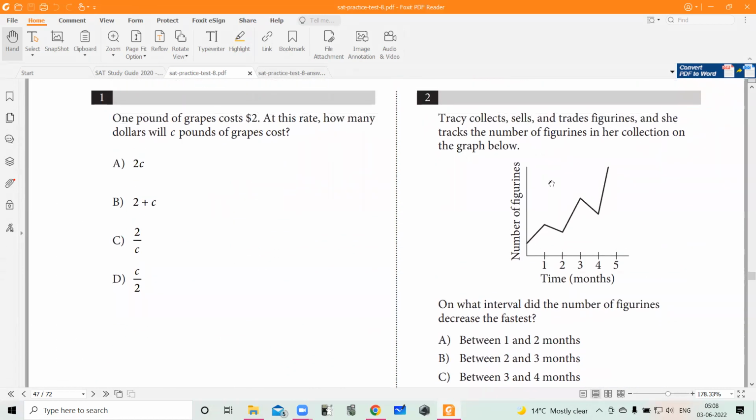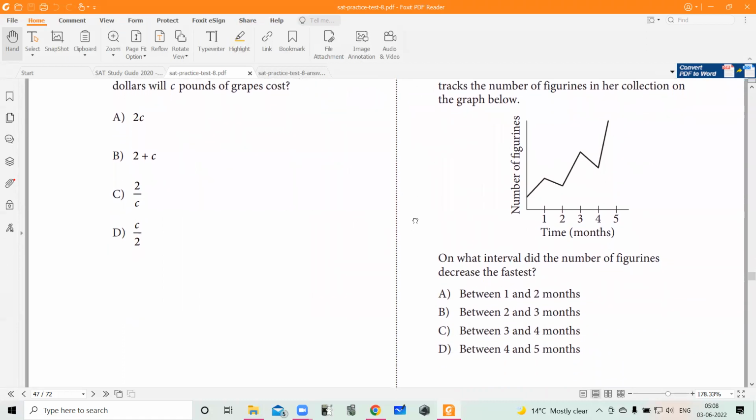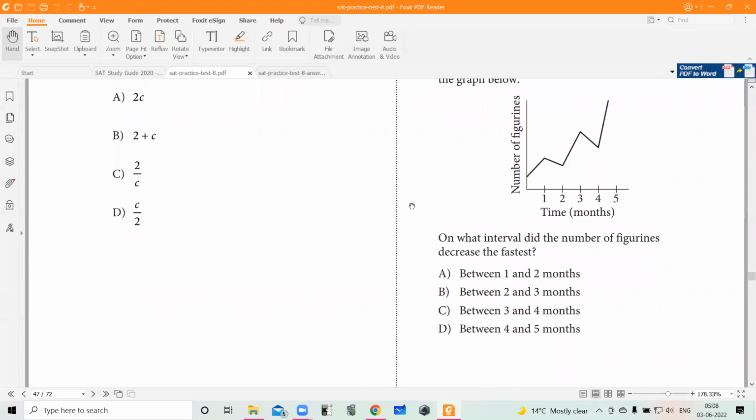Okay. 1 pound of grapes costs $2. At this rate, how many dollars will C pounds of grapes cost? A. Okay, move on. Tracy collects, sells, and trades figurines, and she tracks the number of figurines in her collection. At what interval did the number of figurines decrease the quickest? 3rd to 4th. Between 3 and 4.